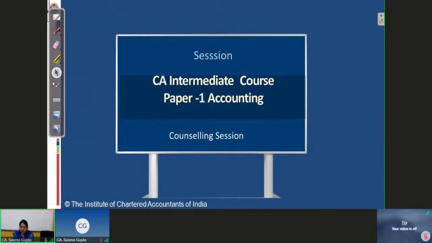So let's move further. I hope by now you have already studied the concepts from the topics of the study material, either in the old course or the new course. In the old course you have 15 chapters, whereas in the new course you have 14 chapters and 3 modules. In the old course you have 2 modules. So by this time you have already studied the concepts from the study material.